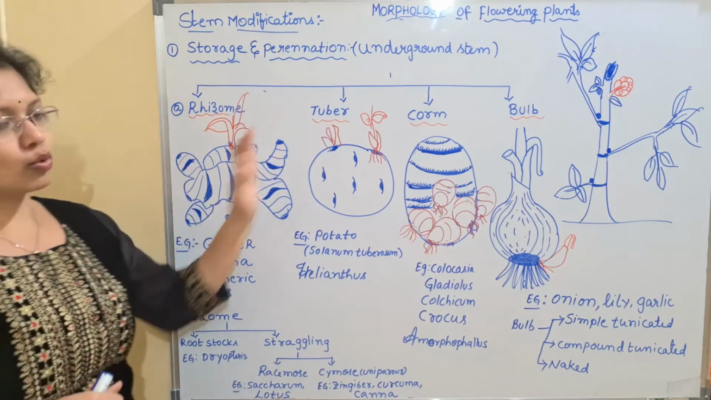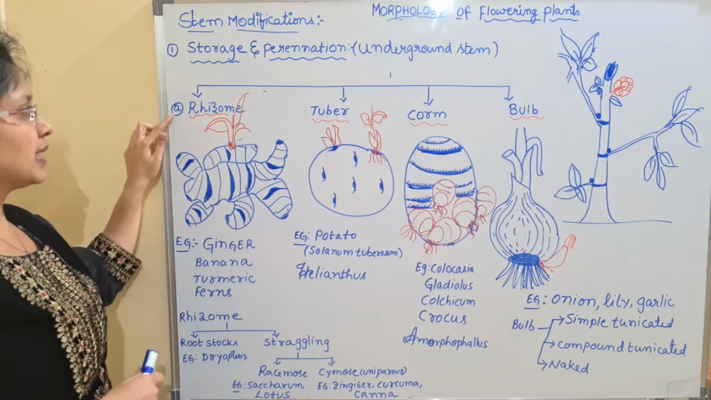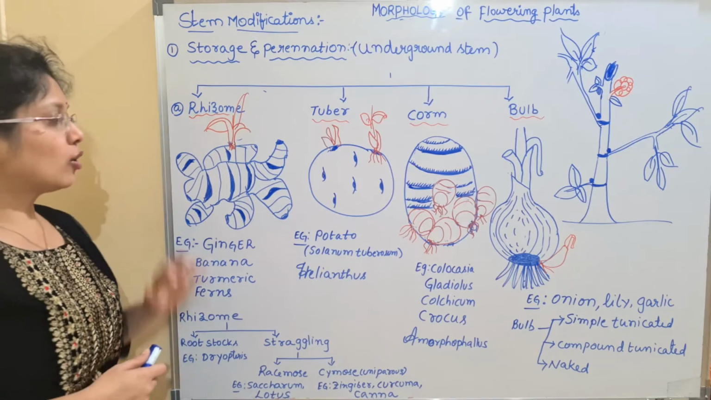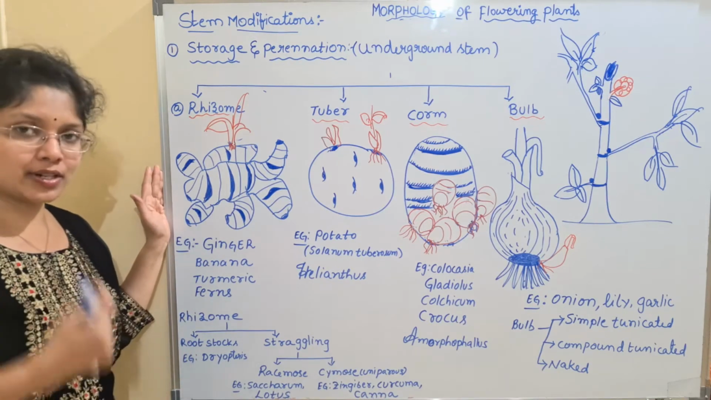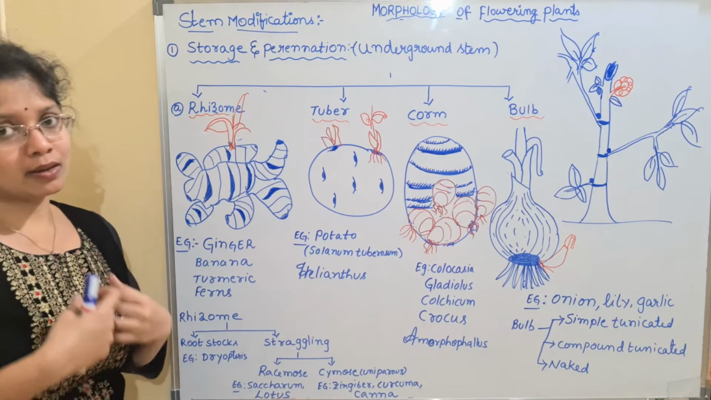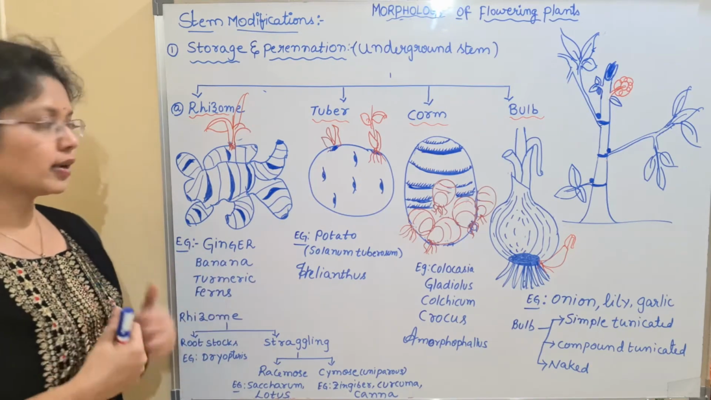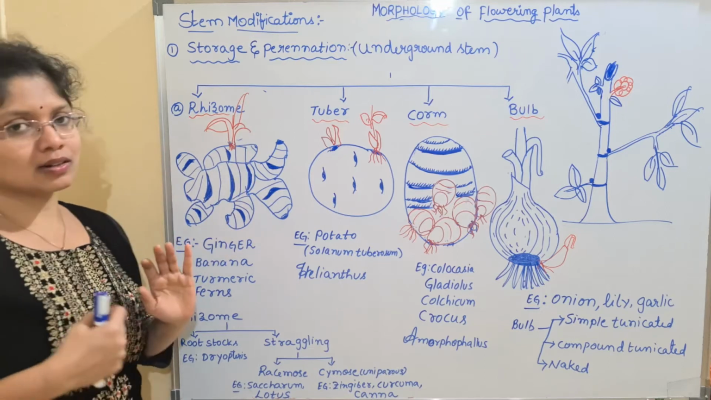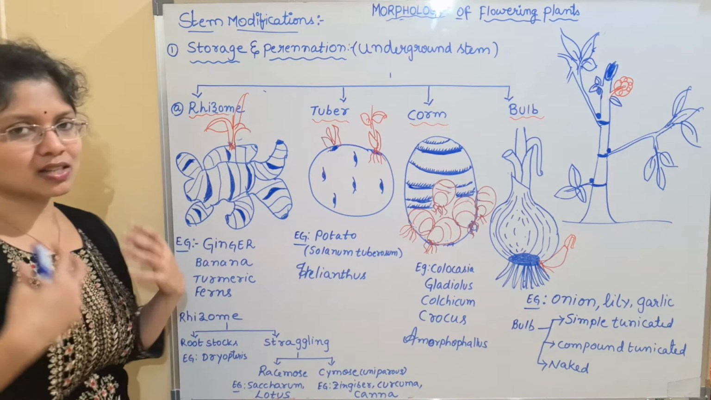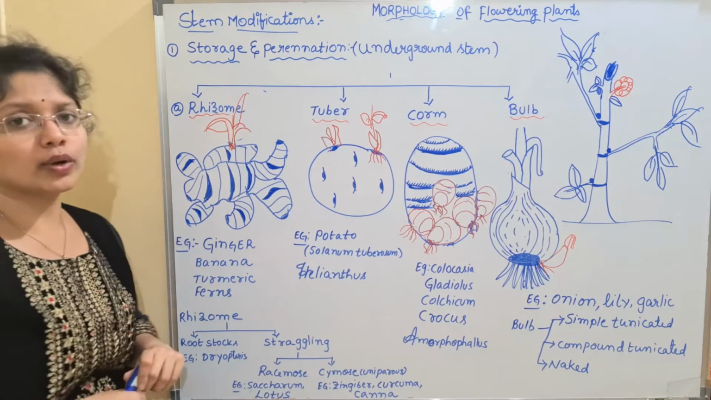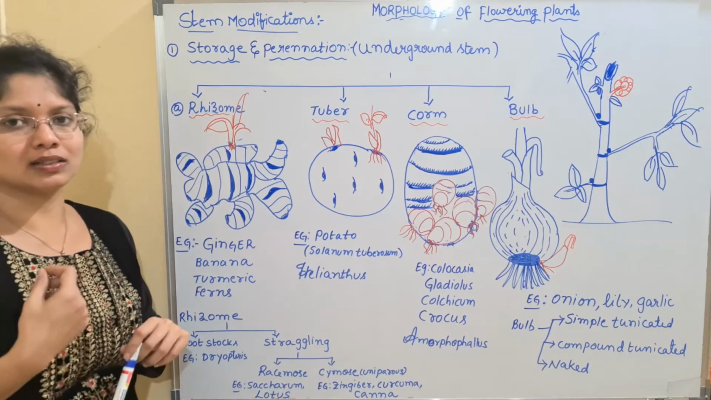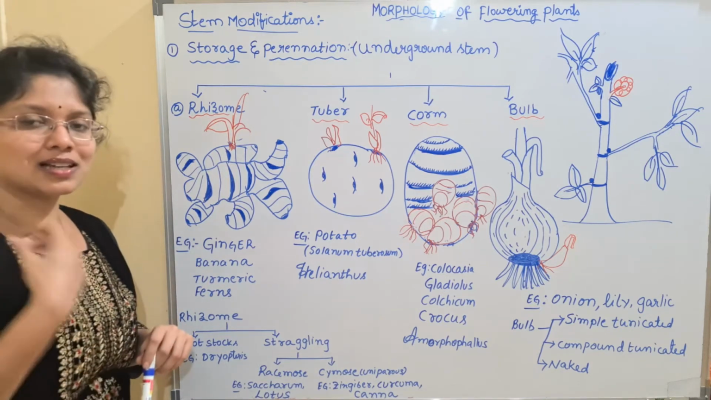Now let us see the four types of underground stem. The first is the rhizome. A rhizome is a kind of underground storage stem. It mainly grows parallel to the soil, or horizontally inside the soil. This is how you can recognize the rhizome. A rhizome has an irregular shape, and it grows horizontally inside the soil.